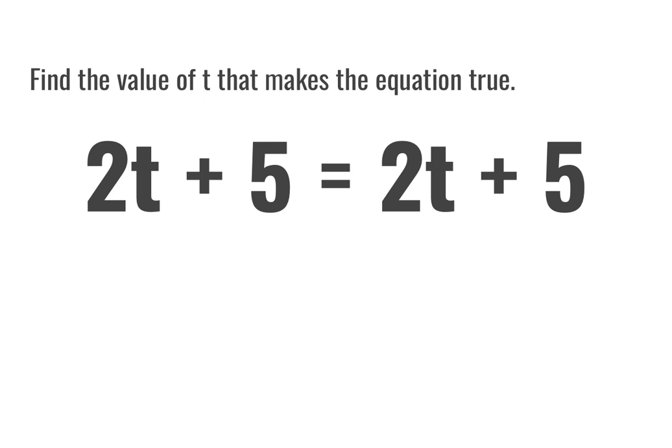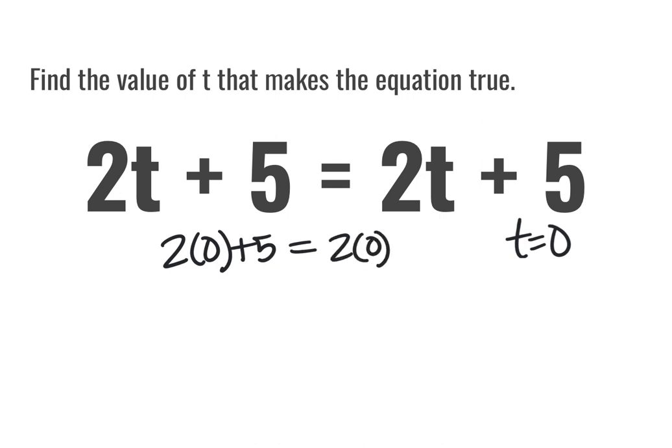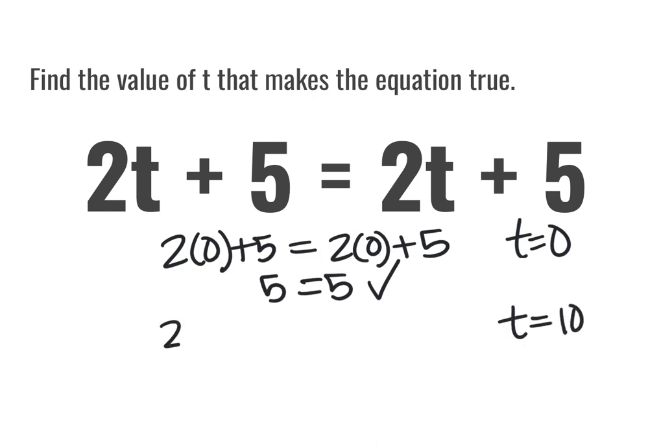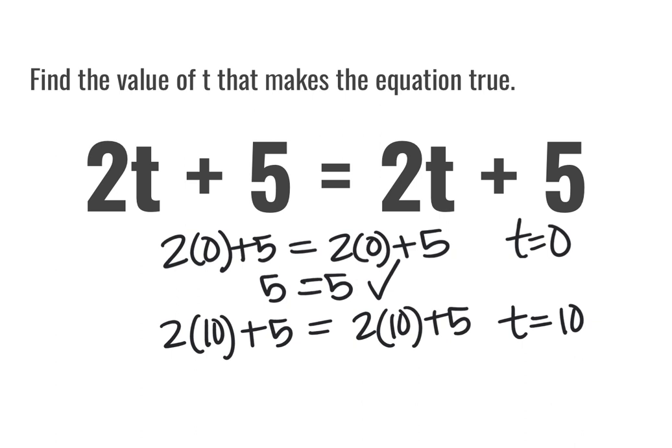Let's try a couple values. Let's say t equals 0. When t equals 0, I can substitute that in on both sides, right? Wherever I see t. 2 times 0 is 0. So I'm going to have 5 equals 5, which is correct. What if I tried another value for t? Let's say 10. So 2 times 10 plus 5 and 2 times 10 plus 5 again. Well, 2 times 10 is 20 and 20 plus 5 is 25. So 25 definitely does equal 25.